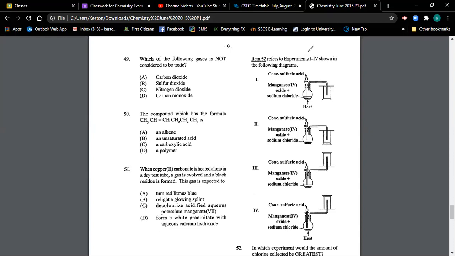Right? 50. The compound which has the formula CH3CHCH and so on is a what? What is that? It's a presence of something. C. Carboxylic acid. A. Alkene. You have the presence of the double bond.